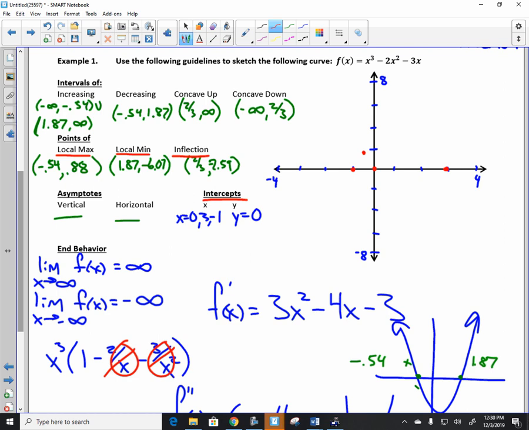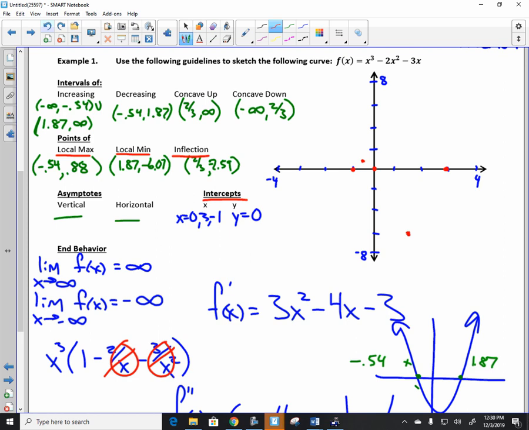Each one is 2, so that would have been 2. Yep. Nice job. Local minimum 1.87. So over 1.8 and down -6 approximately. So that's how low I go.